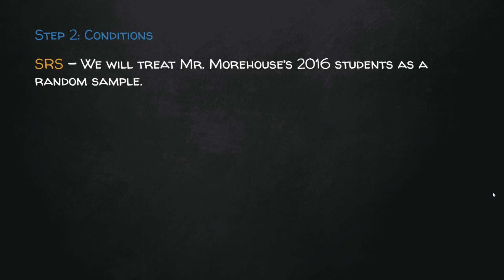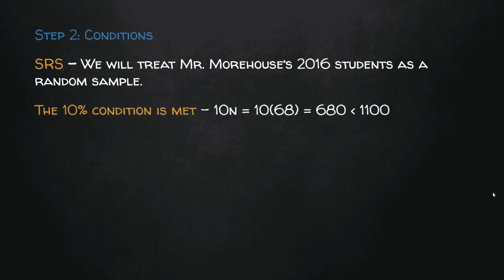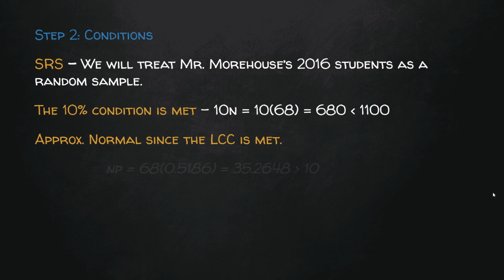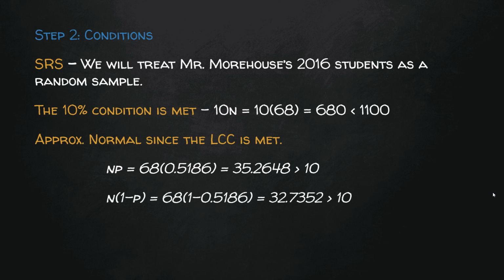The 10% condition is met since 10 times 68 is 680, which is less than the population of 1,100. And last, the sampling distribution is approximately normal since the large counts condition is met. And we've checked both n times p and n times 1 minus p. I do want to point out here that we're using p and not p hat for this condition, since it's assumed that the proportion from the state is the true proportion for the population.